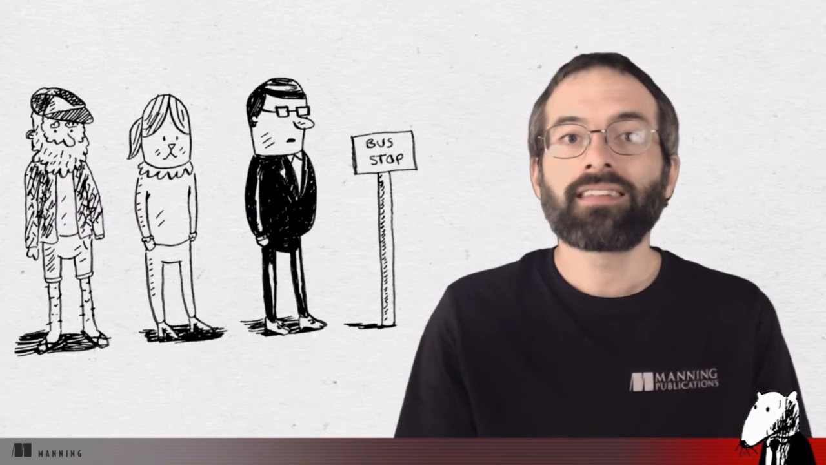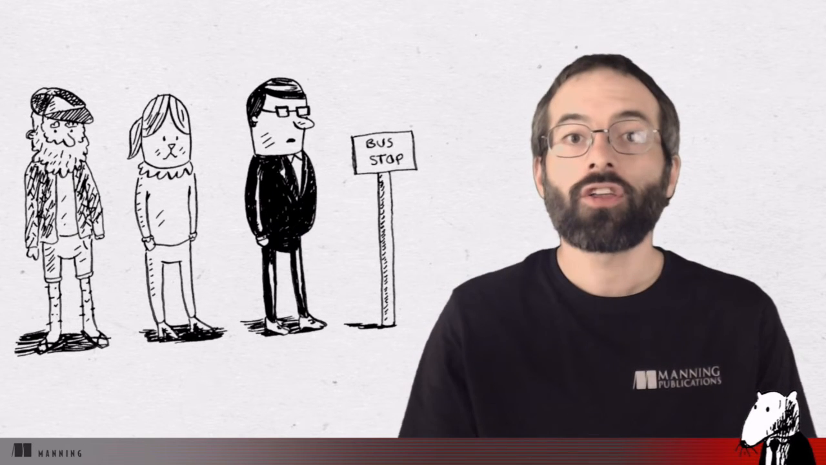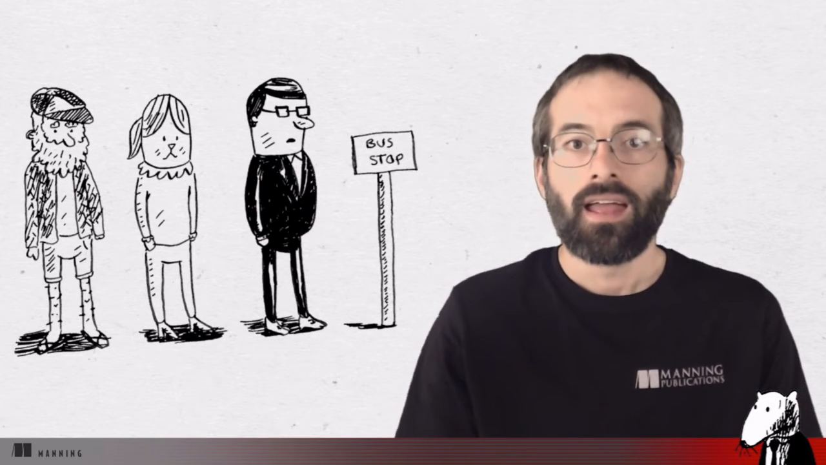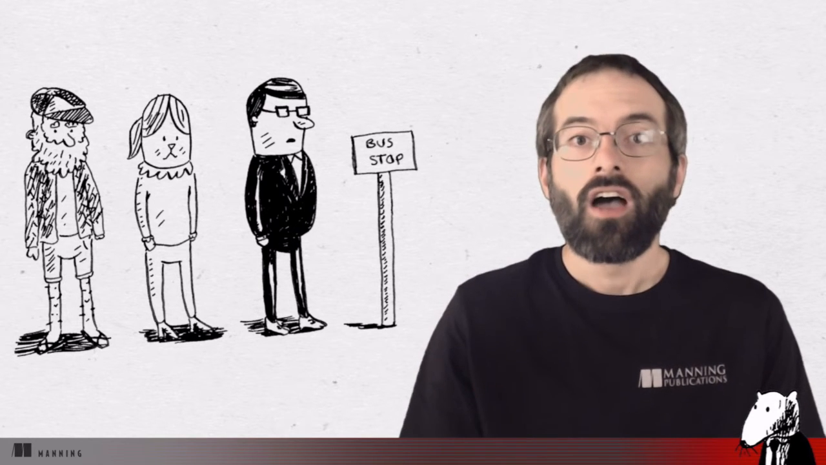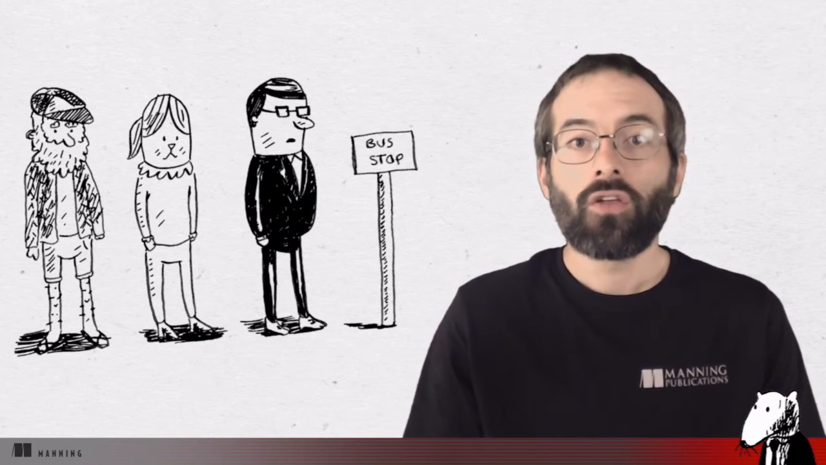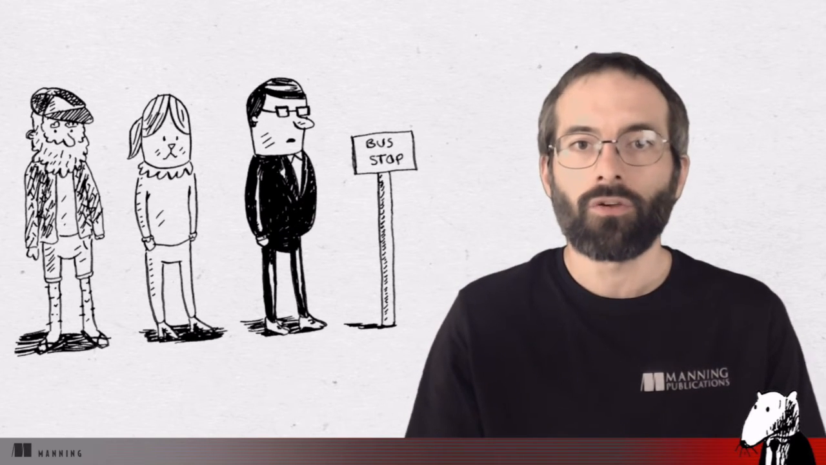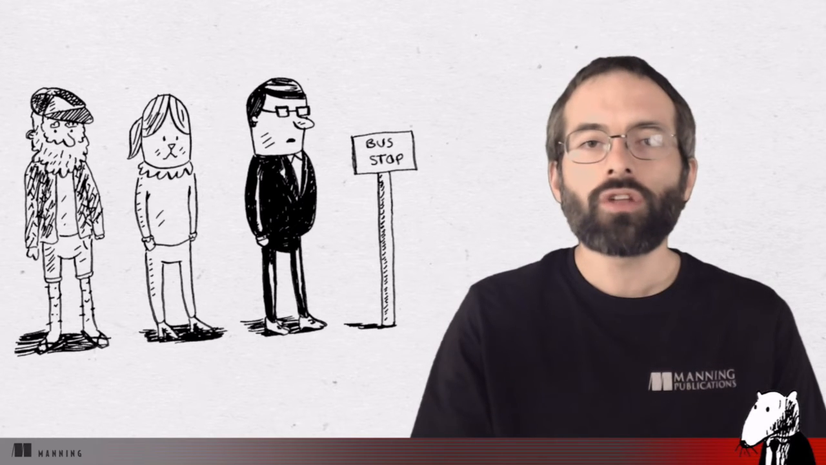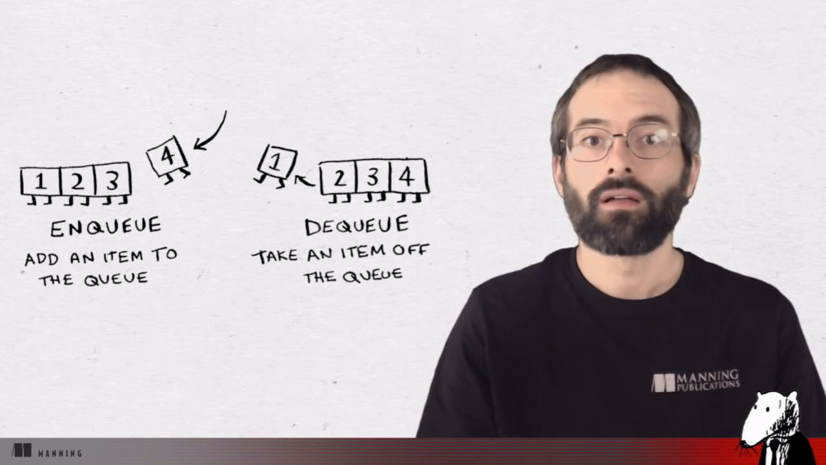A queue works exactly like it does in real life. Suppose you and your friend are queuing up at the bus stop. If you're in line before him in the queue, you get on the bus first. A queue works the same way. Queues are similar to stacks. You can't access random elements in the queue. Instead, there are only two operations, enqueue and dequeue.